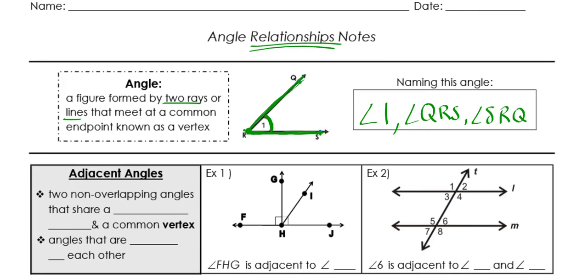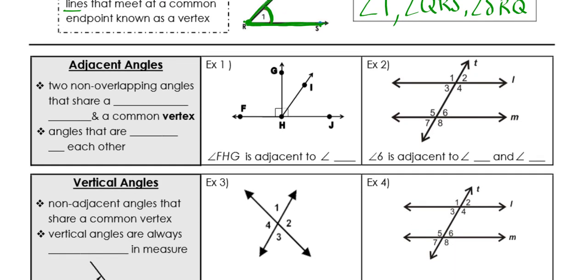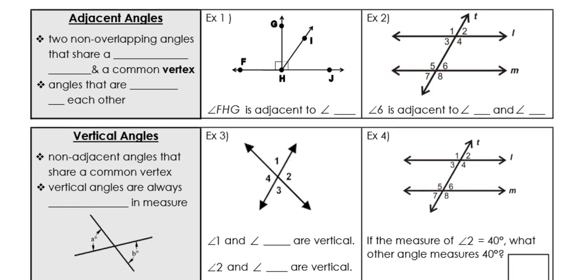So that's one angle. When we talk about angle relationships, we're talking about how two angles are related to each other. So there's the four vocab words that you just need to be familiar with. The first one is adjacent. Adjacent angles are angles that are non-overlapping and they share a common side and a common vertex. The simplest way to say that is that they're right next to each other.